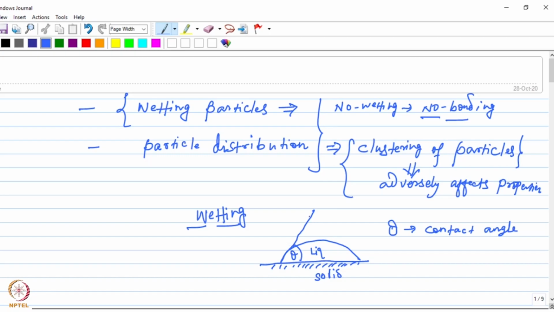And what will decide the contact angle? The contact angle will be decided by the surface energies: the solid liquid surface energy, the liquid vapor surface energy, and the solid vapor surface energy. So if you take a balance of forces, you can derive the contact angle from that.